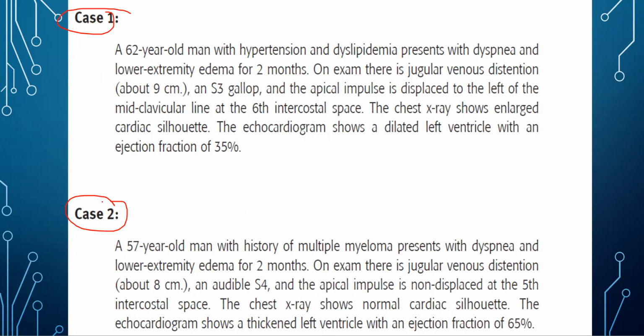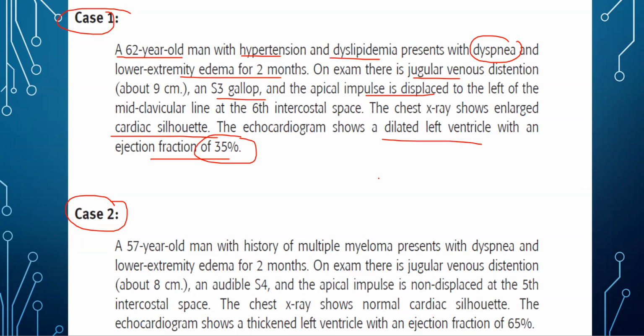Have a look at these two cases and think about which one is systolic heart failure and which one is diastolic heart failure. So you have this patient, 62-year-old with hypertension, dyslipidemia, presenting with dyspnea and lower extremity edema for 2 months. Raised JVP, S3 gallop rhythm, apical impulse is displaced. Chest X-ray showed an enlarged cardiac silhouette, and echo shows a dilated left ventricle with an ejection fraction of 35%. So what do you think this patient has, systolic or diastolic heart failure?